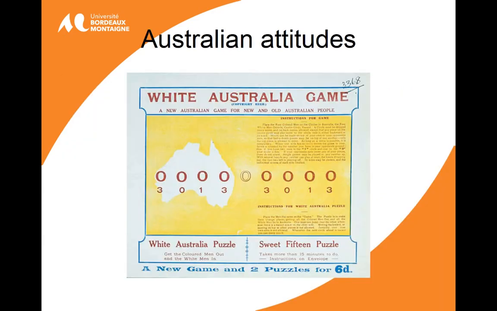To give you an example of how widespread this idea that Australia needed to remain white and British was, just have a look at this slide. So this is a picture of a board game where basically the goal of the game was to get the coloured men out and the white men in.